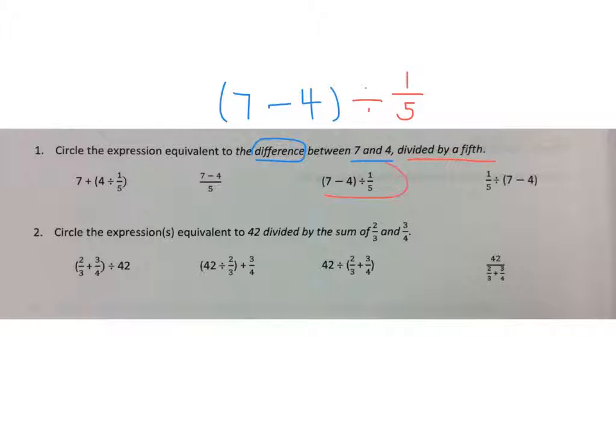Very good. Okay. Now, so that's another way to say it. So for our previous one, this one I'm going to circle the expression that's equivalent to 42 divided by the sum of 2/3 and 3/4.